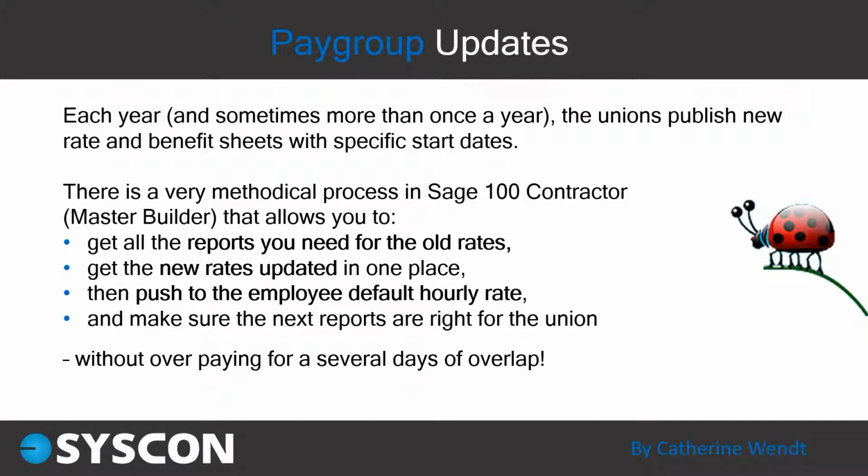There is a very methodical process in Sage 100 Contractor, Master Builder, that allows you to get a couple of things that you need. All the reports you need for the old rates, the new rates updated from one place, and then pushing those to the employee default for their hourly rate, and then make sure that your next group of reports are correct. So there are some specific methodical steps that we're going to cover today, and with those things in mind, you can do those without overpaying for the several days of overlap during a week where we have some dates at the old rate and some dates at the new rate and benefits.